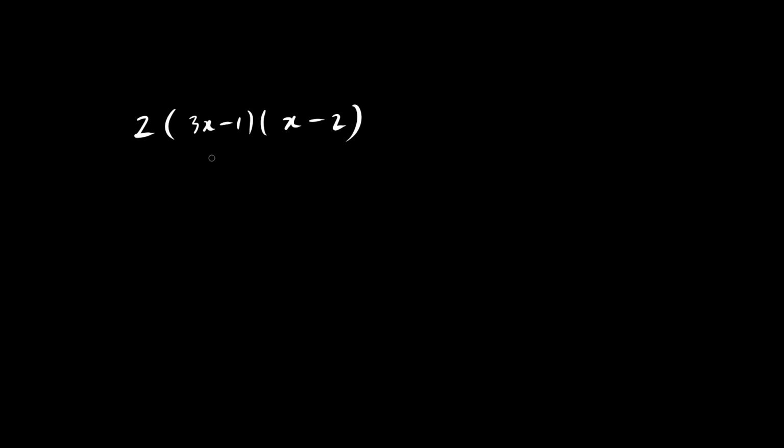We have 2 times a binomial times a binomial. Let's focus on this part first. The 2 we'll leave alone and include a large bracket. We have first, outside is going to be negative 6x, inside is going to be negative x. So we do that together.